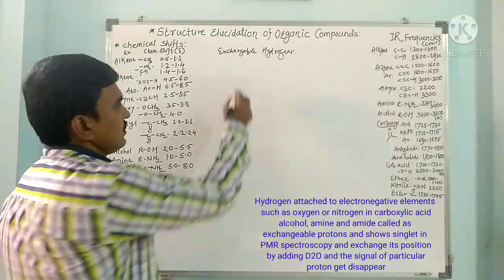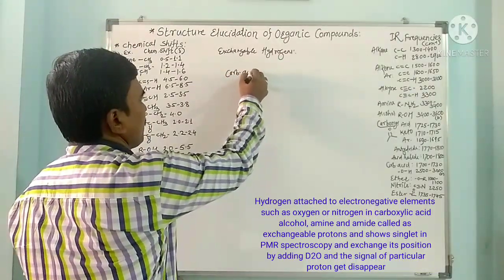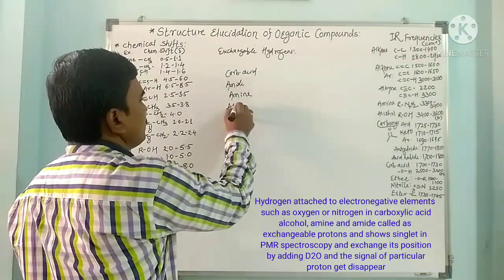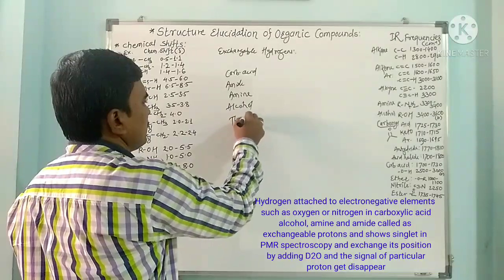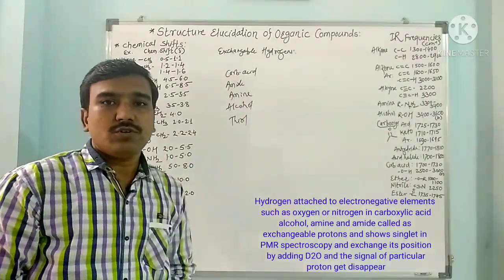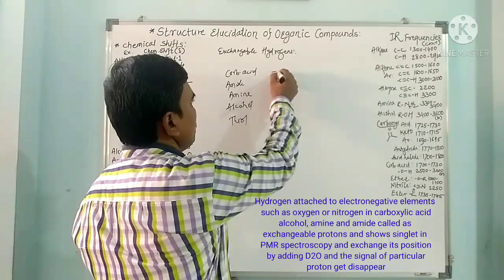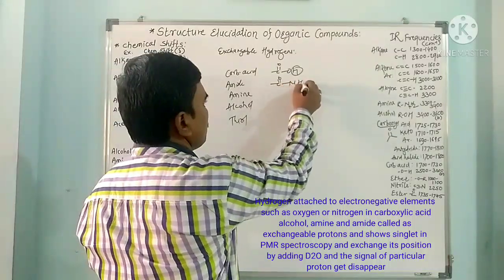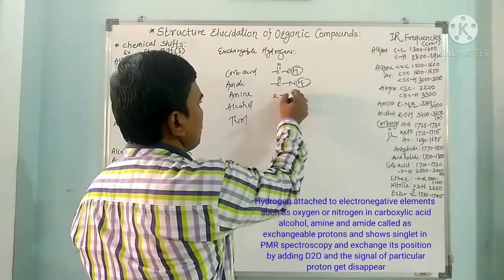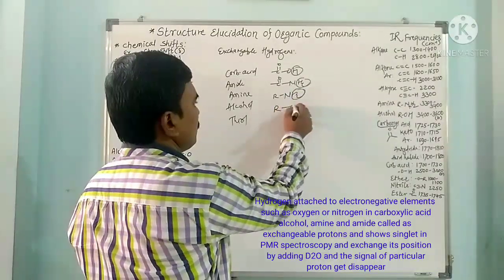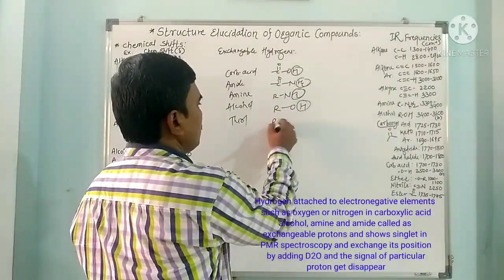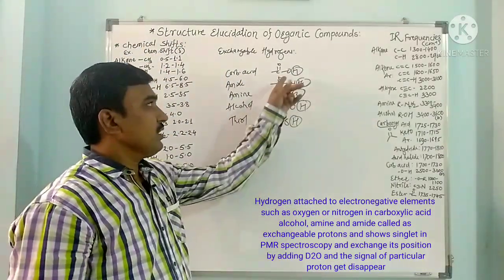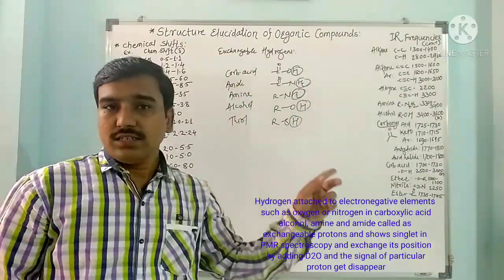When the compound has a carboxylic acid, amide, amine, alcohol, thiol, and so on, these are compounds having a proton attached to heteroatoms such as oxygen or nitrogen. So here the COOH hydrogen, in amide CONH2 these hydrogens, in amine RNH2 or ArNH2 these hydrogens, in alcohol ROH this hydrogen, in thiol RSH this hydrogen. These hydrogens are attached to a heteroatom and do not couple with the adjacent hydrogens.